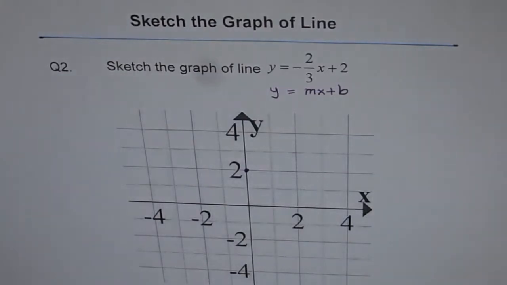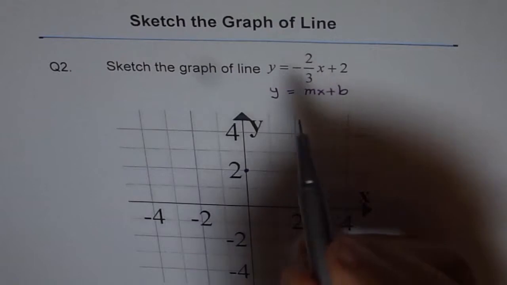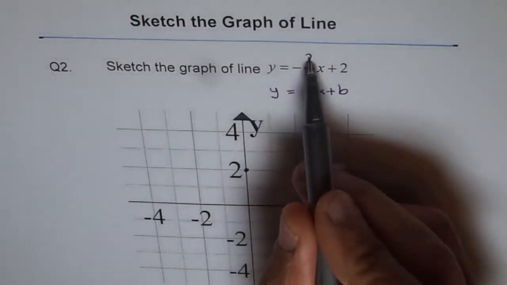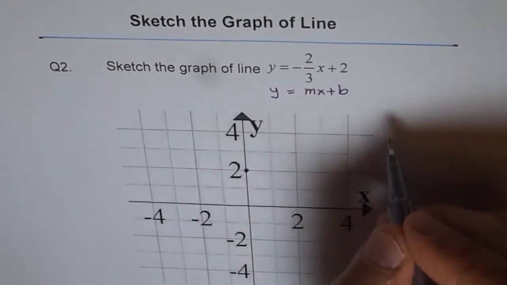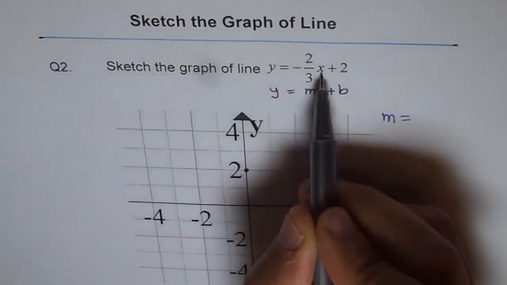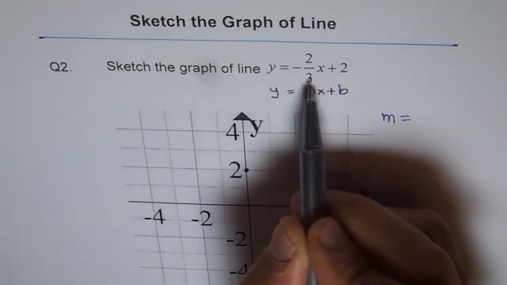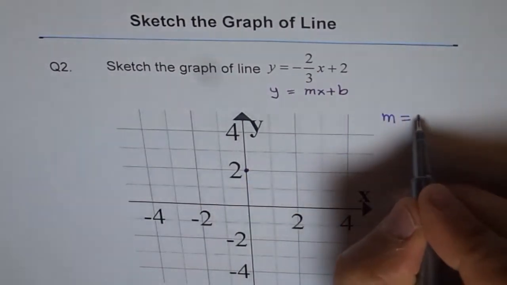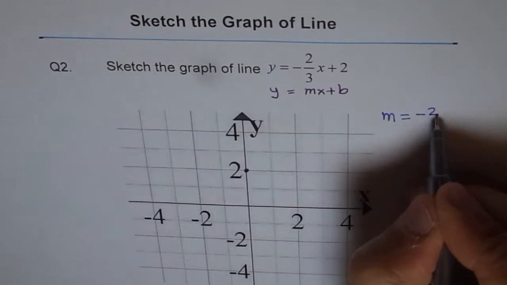Now we'll look into the slope. What is the slope for us? As you can see, the slope is -2/3. The slope from the equation can be found as m, the coefficient of x. Whatever comes before x, that is the slope. So in this case, it is -2/3.